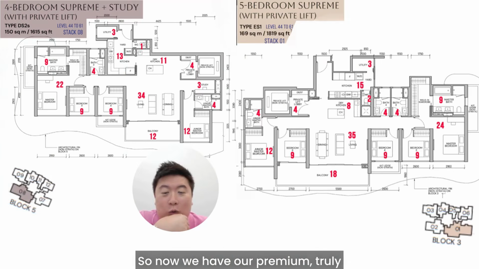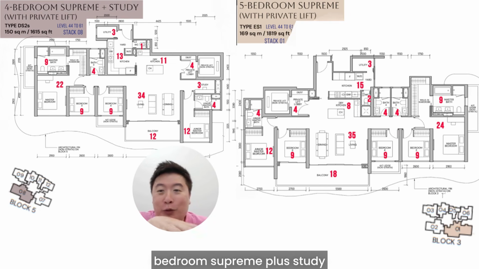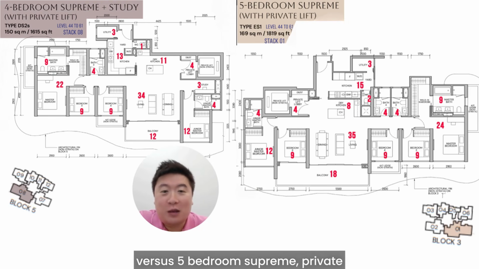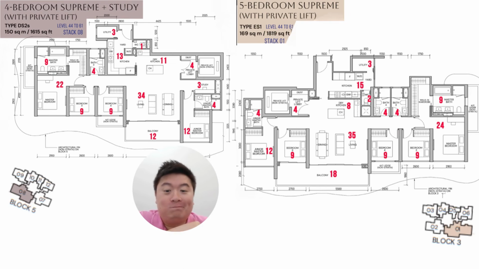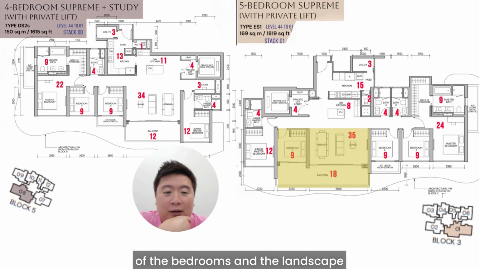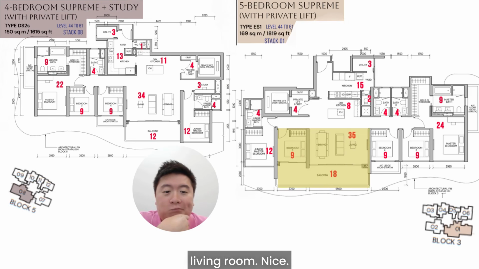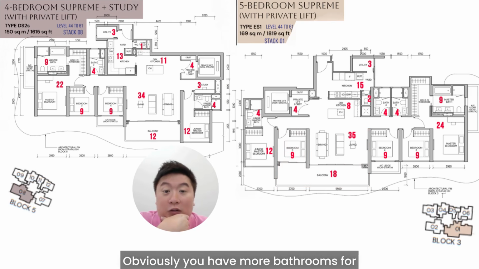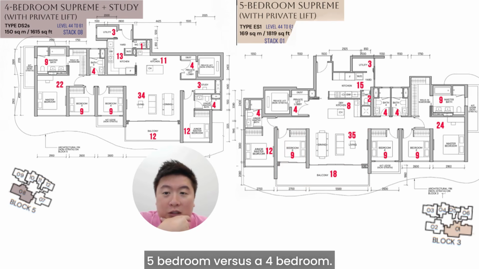So now we have our truly premium layouts because it's 4 bedroom supreme plus study versus 5 bedroom supreme, private lift, and it starts from level 44. I say it's true premium. And if you look at the design of the 5 bedroom, it actually links the balcony between one of the bedrooms and the landscape living room. Nice. And other than that, obviously, you have more bathrooms for 5 bedroom versus 4 bedroom.